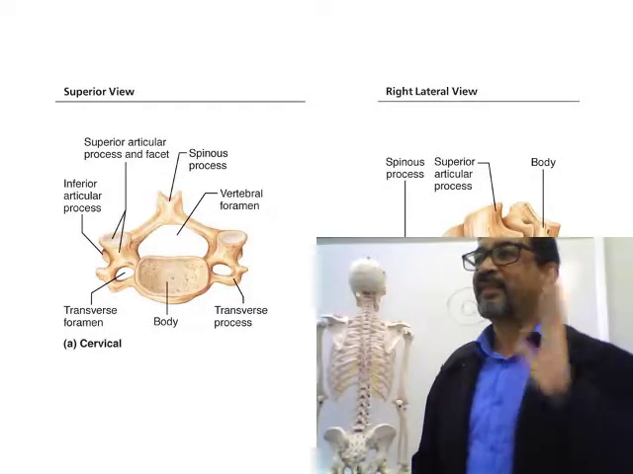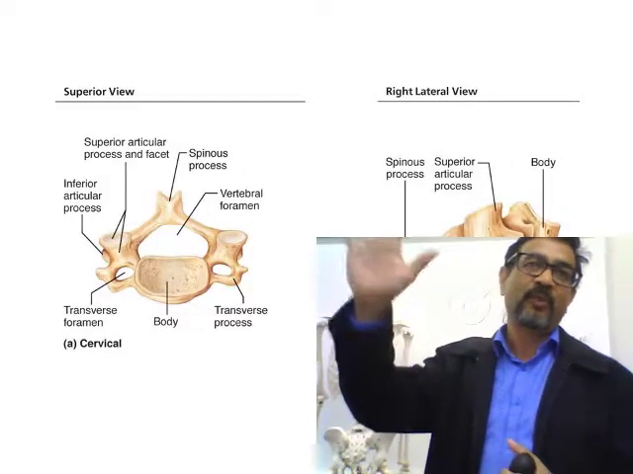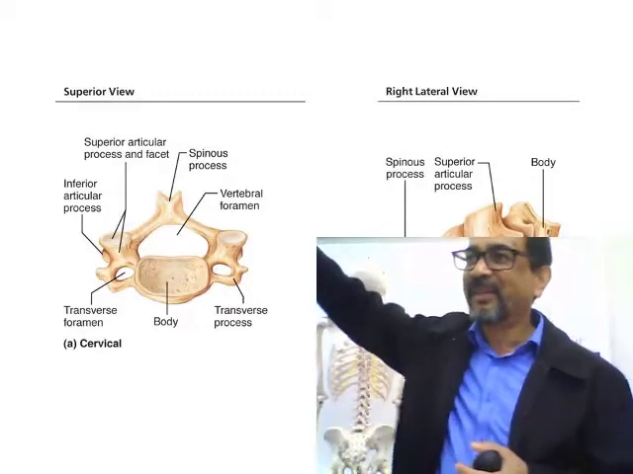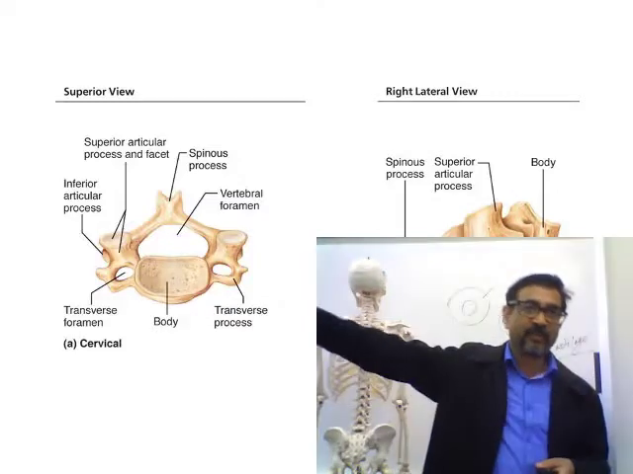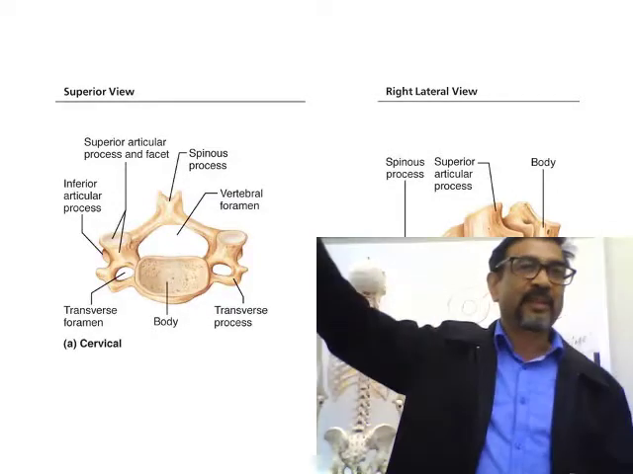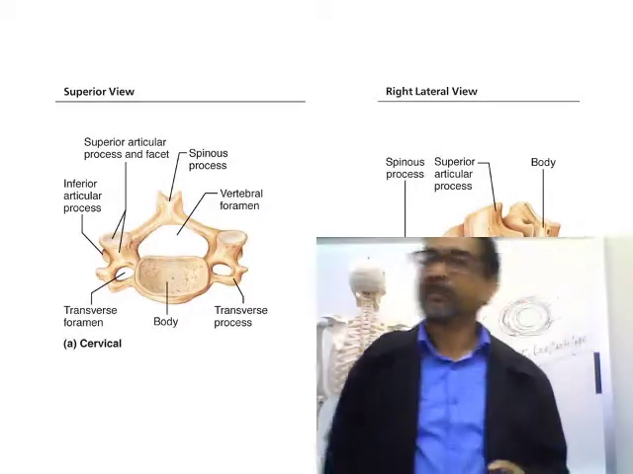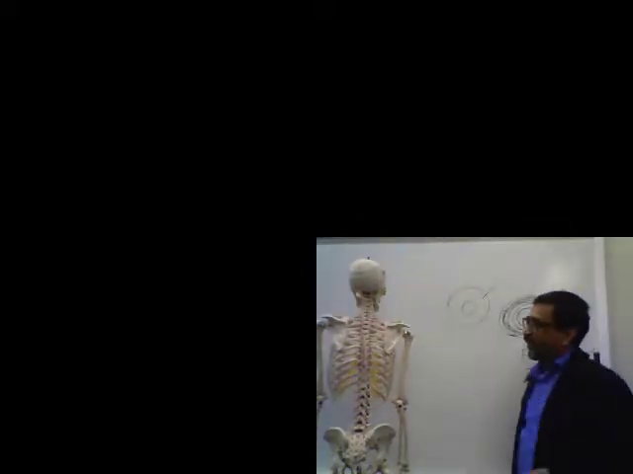C3 to C7. That means third, fourth, fifth, sixth, seventh. Those five. I mentioned C1, C2 are atypical. They are different, right? The other five look like this. C1 and C2 are different. So C3 to C7 are like this. C1 and C2 are different.